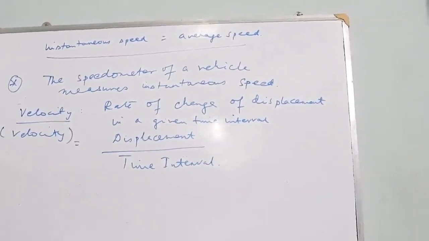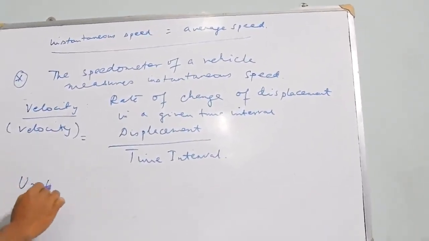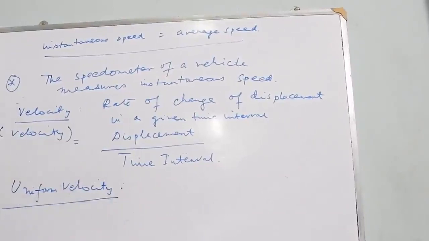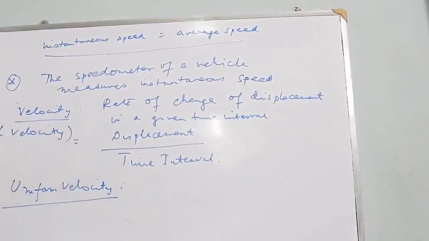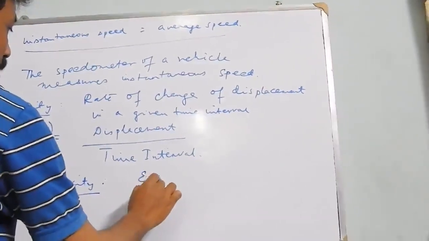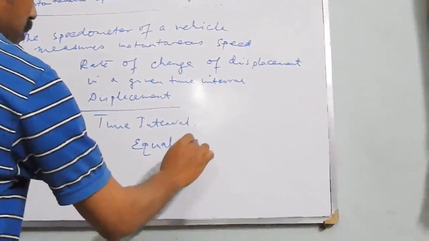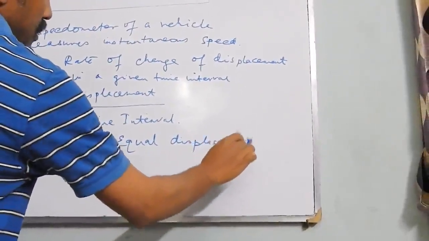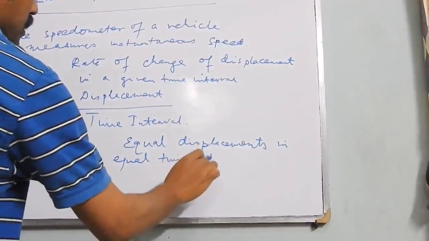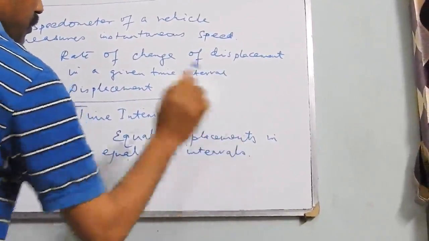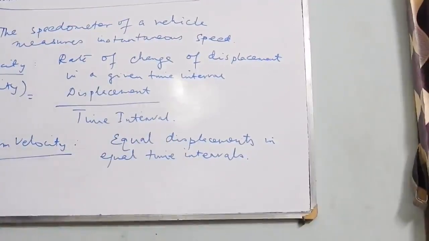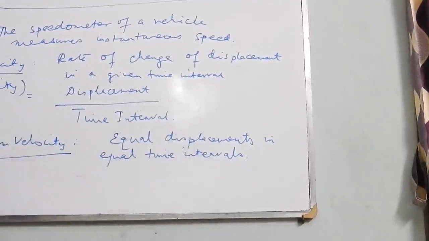In a similar manner, we can also define what is called uniform velocity. Uniform velocity is when the body undergoes equal displacements in equal time intervals. If a body is in motion in such a manner that it covers equal displacements in equal time intervals, then we can say that its velocity is uniform. We can also say that equal distances covered in equal time intervals in some specific direction will produce uniform velocity.